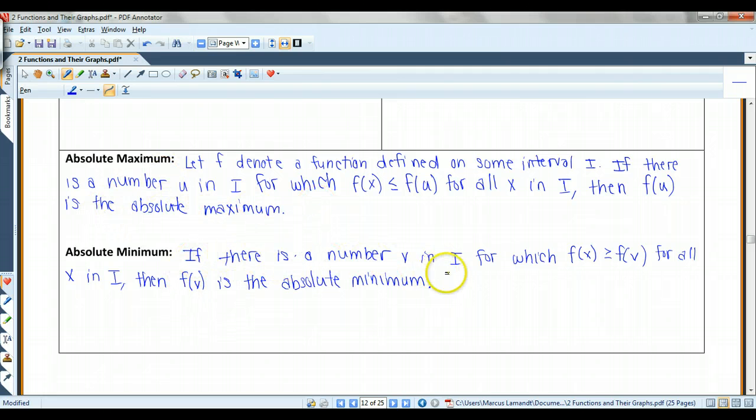If there is a number v in I for which f of x is greater than or equal to f of v for all x in I, then f of v is the absolute minimum. Okay, so whereas before the local maximum minimums occurred on these little humps, these hills, or these valleys, the absolute maximum is the absolute highest point of a graph on a given interval. So it could be at the top of a hump, or it could just be the end of the graph, or something like that. It's going to be the absolute highest point, and the absolute minimum is the absolute lowest point.